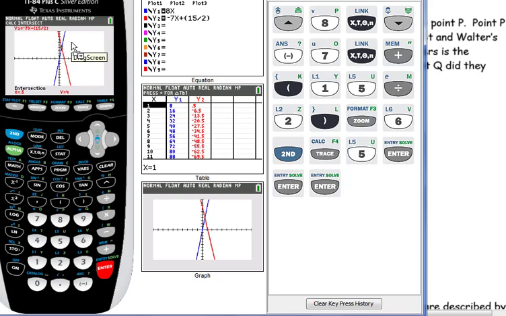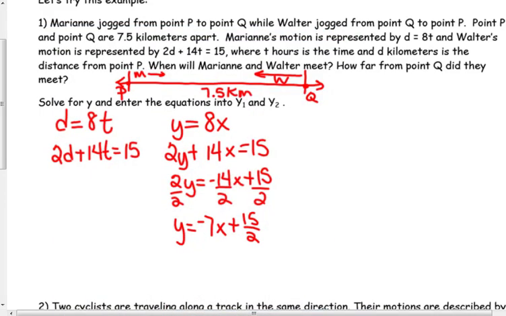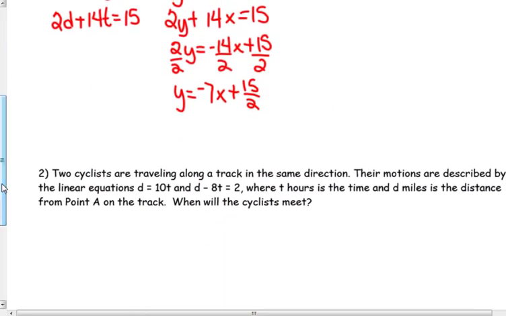I did find it using the intersect function of the calculator, the zoom trace, second trace, which is calculate 5. So I'm going to go back to the notes, minimize my calculator here, and my solution was when x equals 1/2, y equals 4. When the time was a half of an hour, the distance was 4 kilometers.